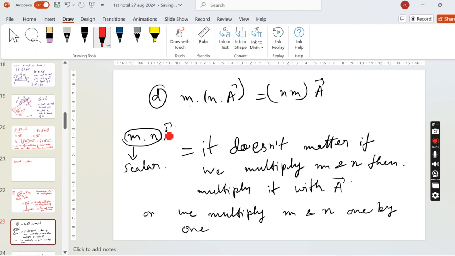Same way, for m and n, we can multiply n with a vector and change the magnitude of A, then again multiply with another scalar, or we can multiply two scalars and whatever we get as a product, that product can be multiplied with A, and we will get the same result. So it doesn't matter if we multiply m and n, then multiply the product with A, or we multiply m and n one by one with A.